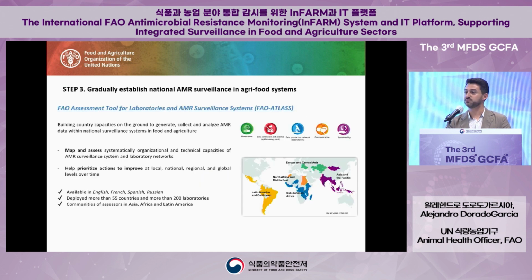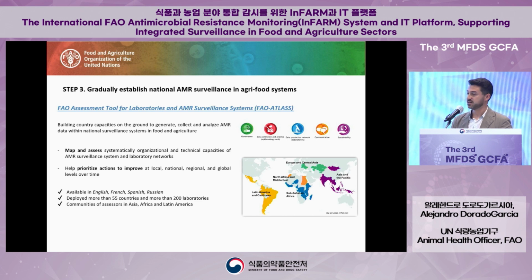Then we go to step 3. So we identified the surveillance components in step 1. We then identified the focal points. We started submitting information on surveillance, but also antimicrobial resistance data. And now the step 3 is to commit to gradually establish this AMR surveillance in agri-food systems. And for this, FAO has the assessment tool for laboratories and antimicrobial resistance surveillance systems.